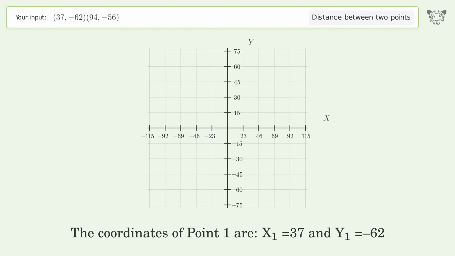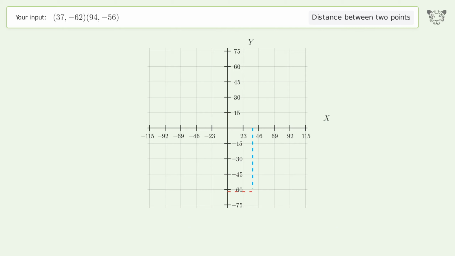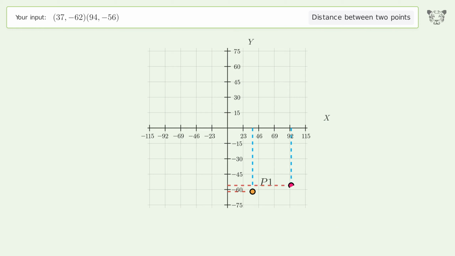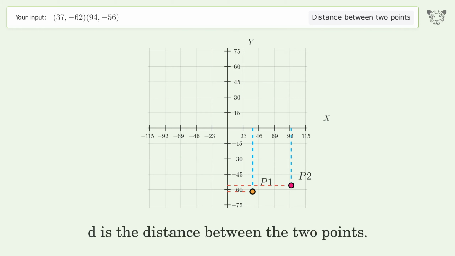The coordinates of point 1 are x1 equals 37 and y1 equals negative 62. The coordinates of point 2 are x2 equals 94 and y2 equals negative 56. D is the distance between the 2 points.